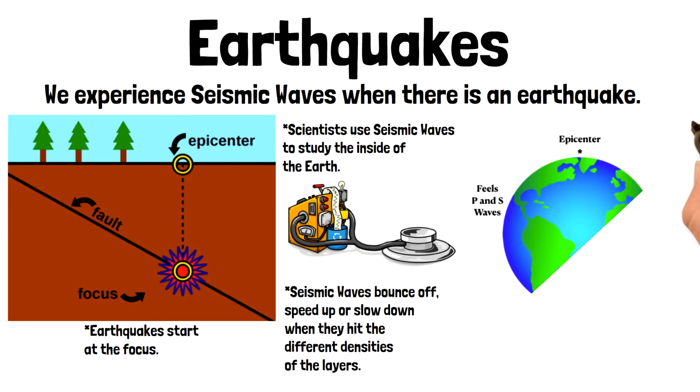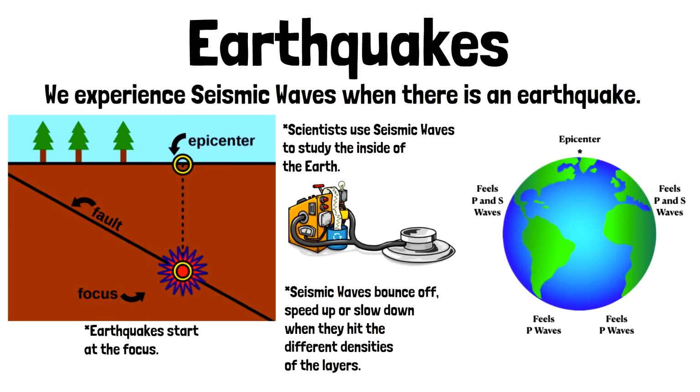Looking at the picture of the Earth on the right, can you figure out why the southern part of the Earth, which is the opposite of the epicenter, does not experience any S waves?